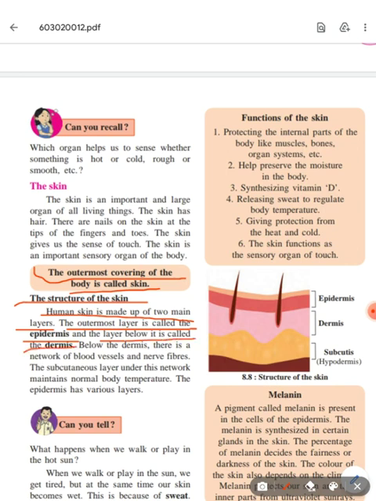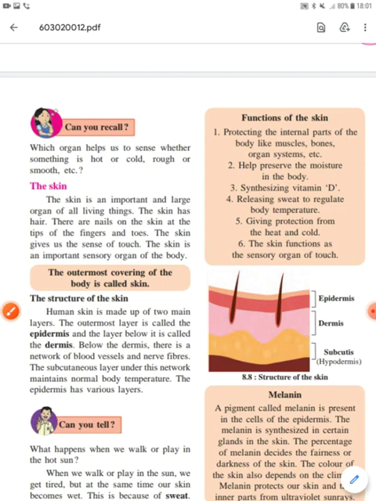Below the dermis there is a network of blood vessels and nerve fibers. The subcutaneous layer under this network maintains the normal body temperature. The epidermis has various layers.